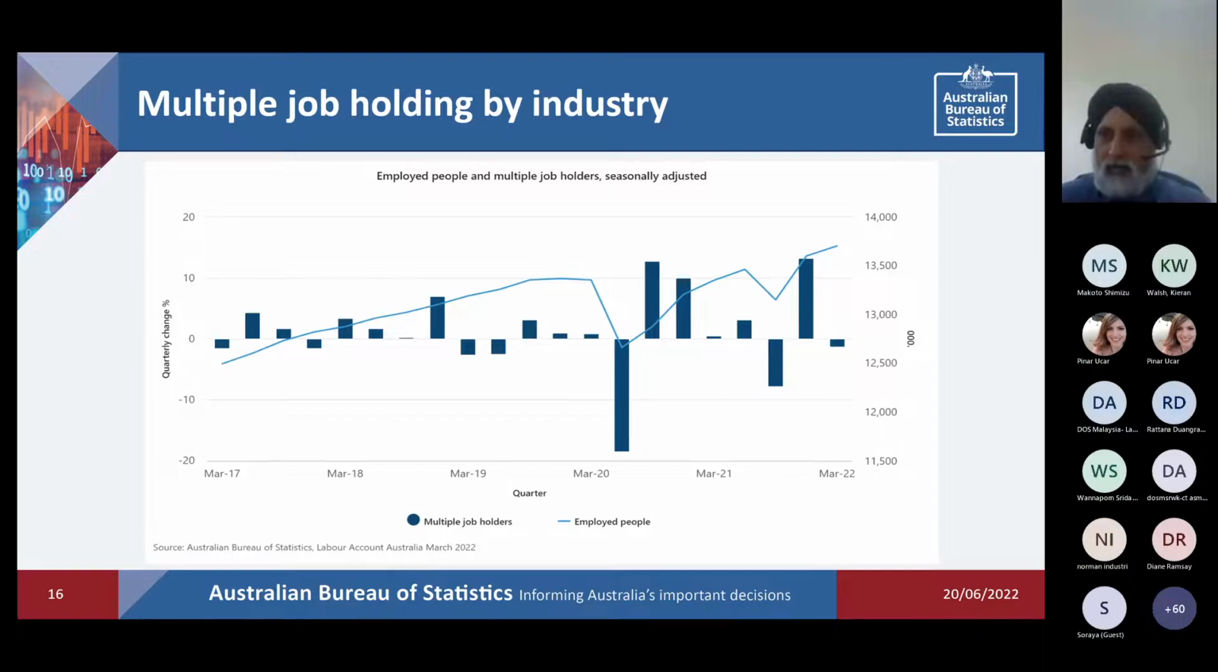By industry, the rate of multiple job holdings currently ranges from 3.5% in the electricity, gas, water and waste services industry to 8.5% in the arts and recreation services industry. Okay. This is an example at the Australia level; we can produce similar charts for each of the industry divisions as well.